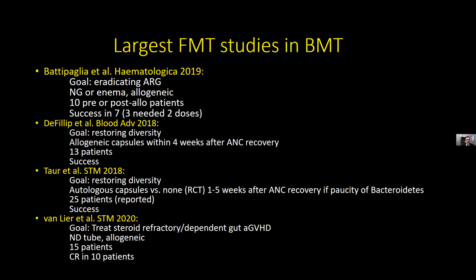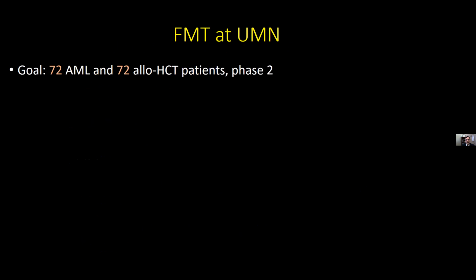These are the largest FMT, fecal microbiome transplant studies in the bone marrow transplant patients or acute leukemia patients. Sample sizes varied between 10 and 25. Most of them had a microbiome primary endpoint because it was hard to imagine and actually do a trial with a clinical endpoint. You would need a large sample size, but we've done it. We've started to do it here.